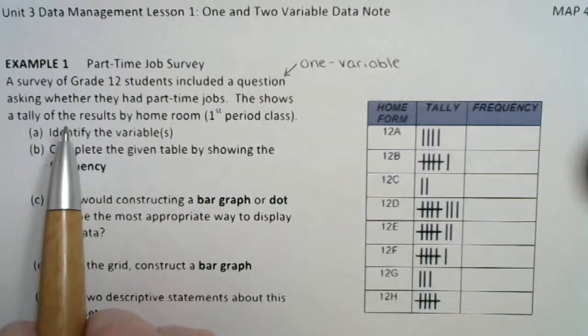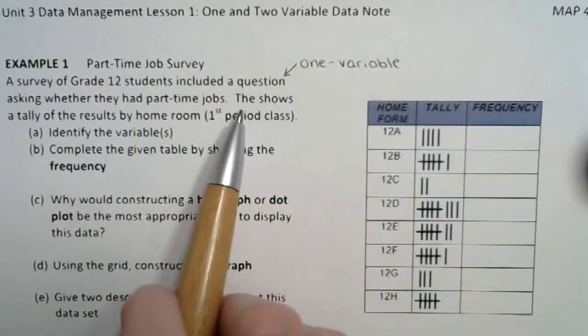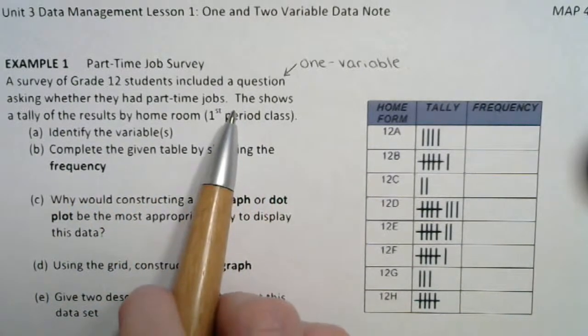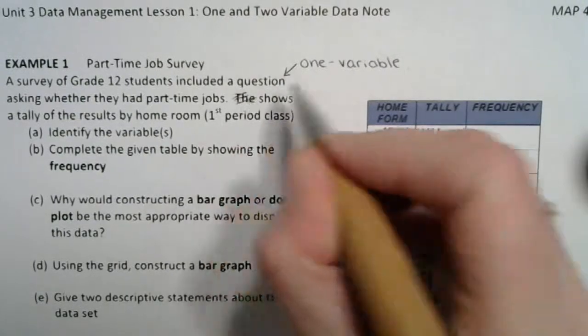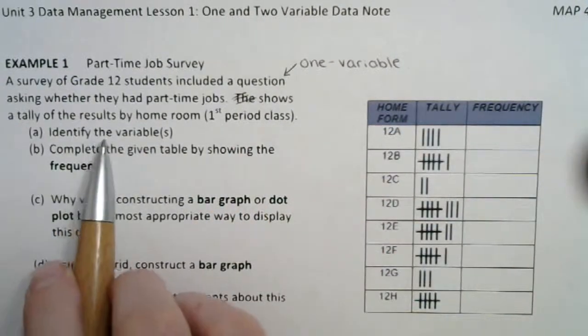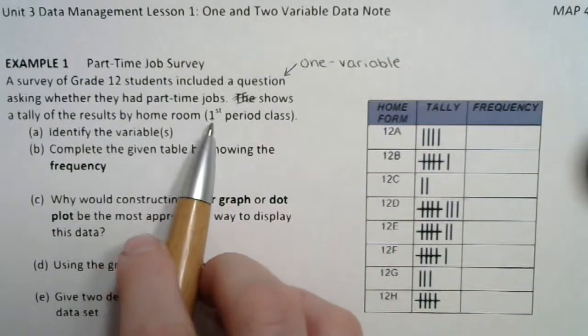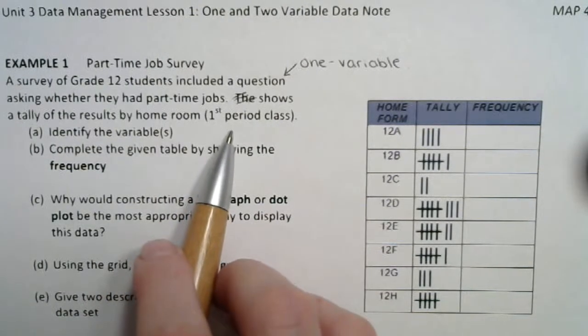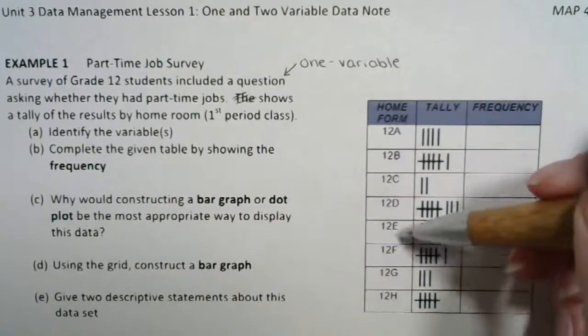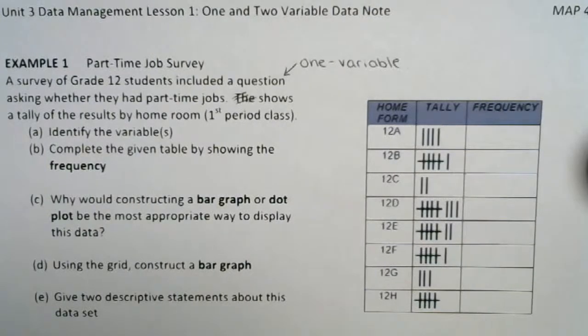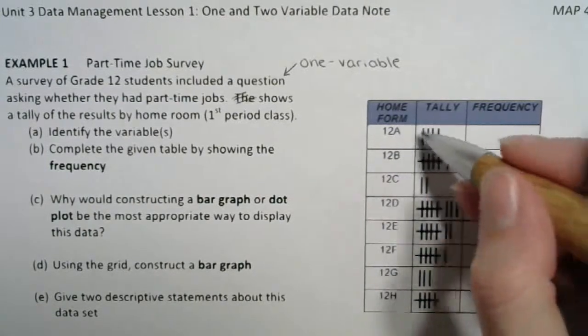Okay, so the following chart shows a tally of the results by homeroom, in first period class basically. So these are our homerooms. We've got 12A, 12B, etc. And this is our tally chart.